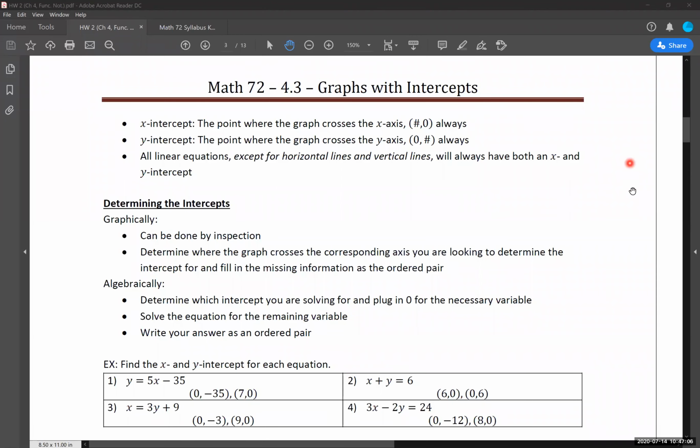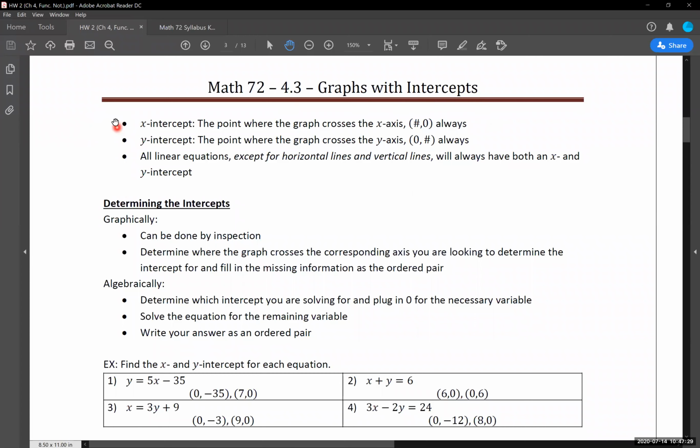Okay, so we are going to be working with section 4.3 material, primarily working with graphs with intercepts. We're going to start with our definition of the two intercepts that we are going to be working with, how we find them, and then how we can work with them and everything moving forward. We have two primary intercepts, the x-intercept and the y-intercept.